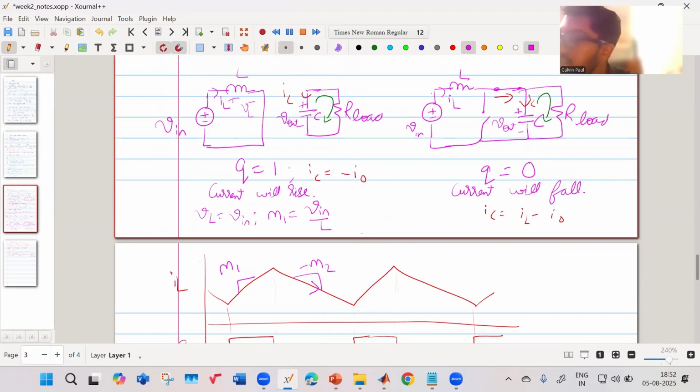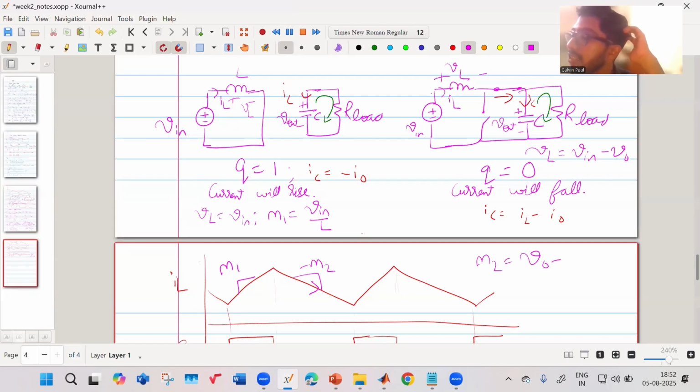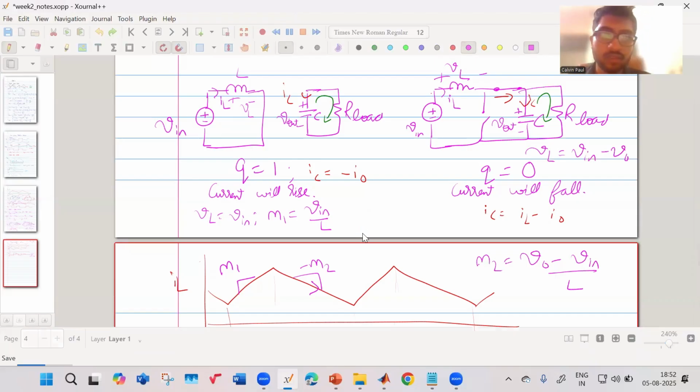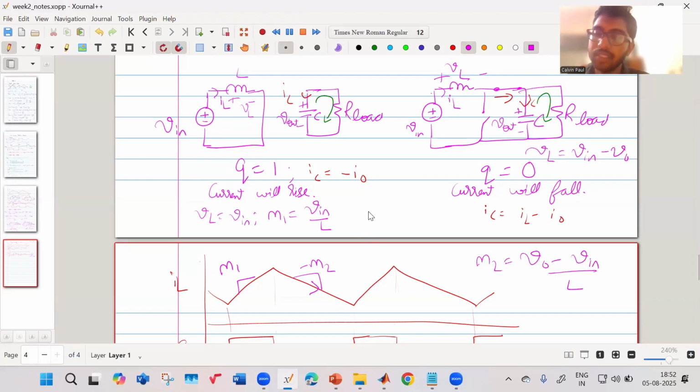In this case, what is the voltage across the inductor? The voltage across the inductor is V in minus V out. Since my output is greater than my input, the voltage across the inductor which is applied is actually negative, right? So that's why my slope M2 is actually V out minus V in by L. So this is my slope M2. Any queries till this?